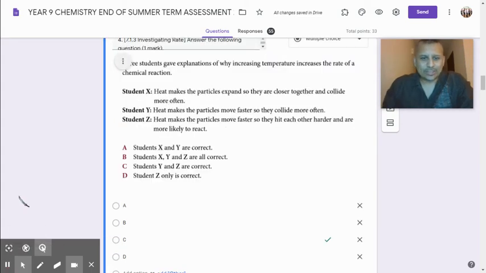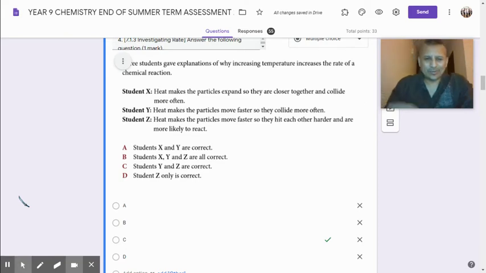The next question was quite a twisty one. Three students are talking about why increasing temperature increases the rate of chemical reaction. Student X says heat makes the particles expand so they are closer together and collide more often. Well, no. Heat makes the particles move faster, and the particles stay their original size. So X is clearly wrong. Student Y says heat makes the particles move faster so they collide more often. There you go, that person is correct.